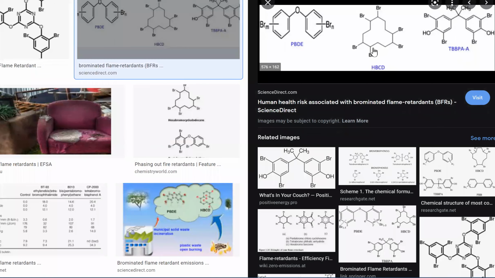So bromoalkanes I said, or organic compounds with bromine in them, they are used as fire retardants. ठीक है, is that clear?